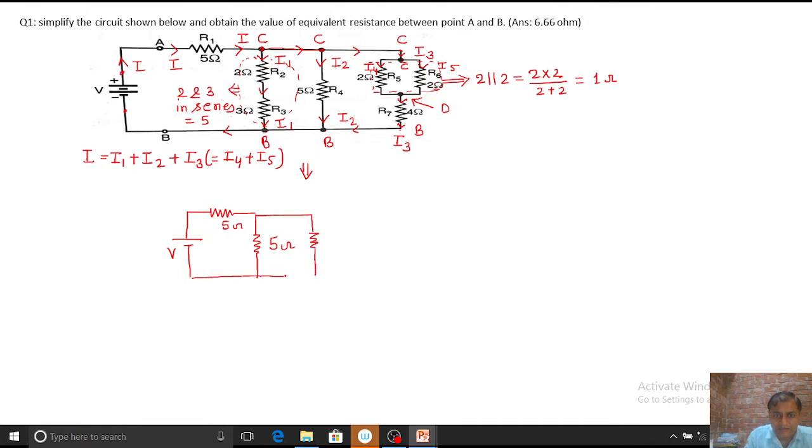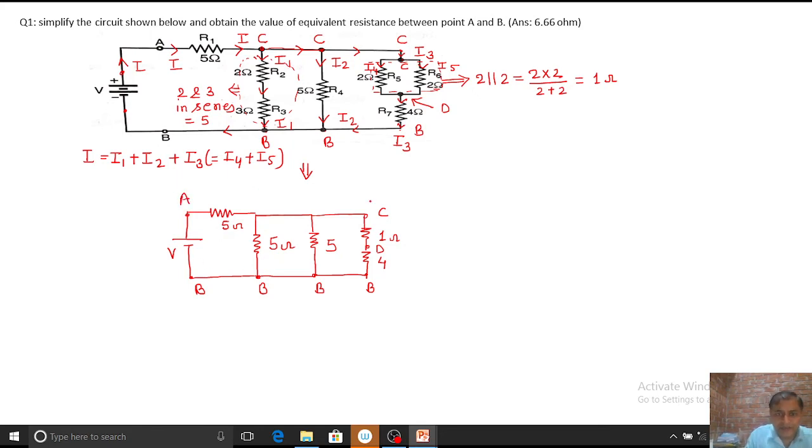This one is a 5 ohm, and again these two are in parallel. When these two are in parallel, the parallel equivalent is 1 ohm, and this one is 4 ohm. This point is D. This point is C. This point is B, and this point is also B. And this point is A.